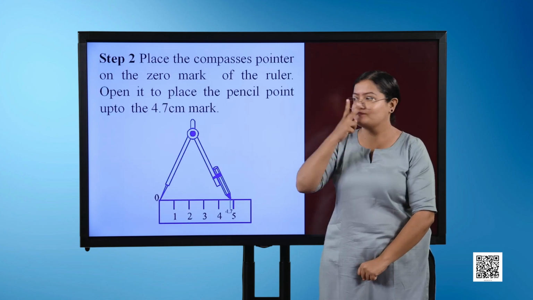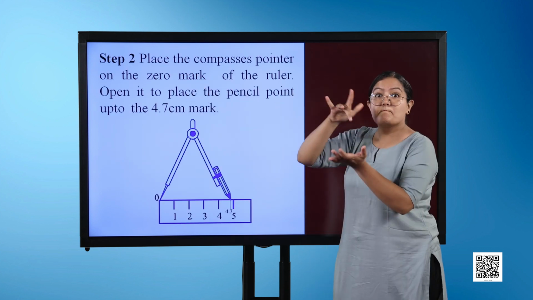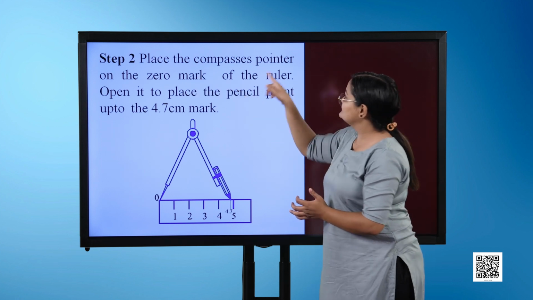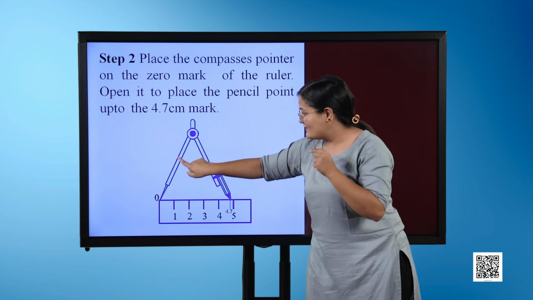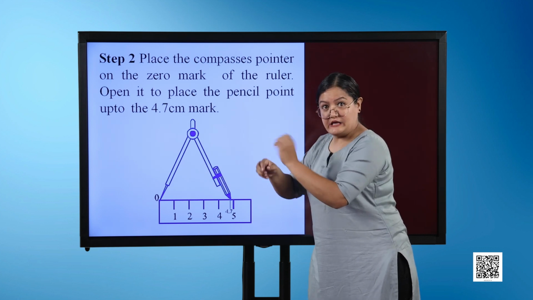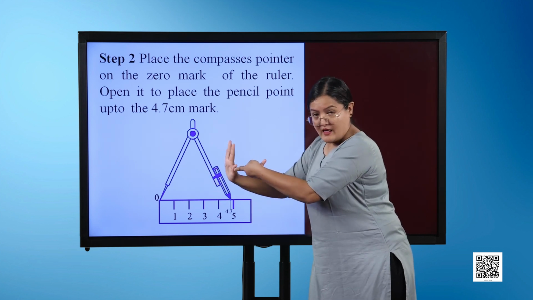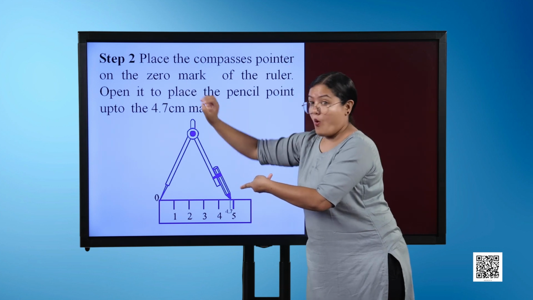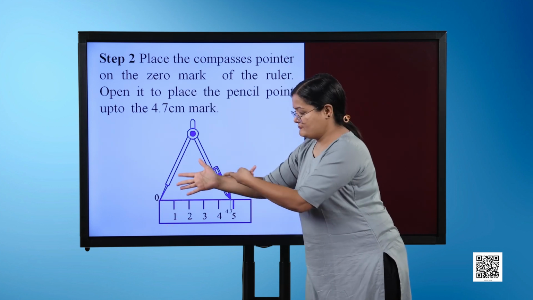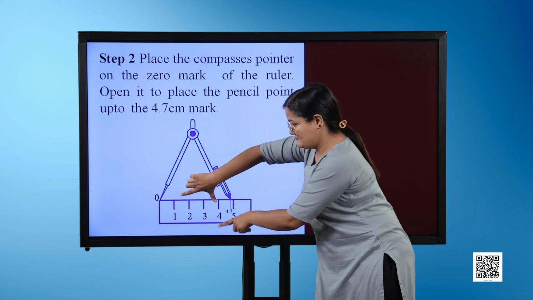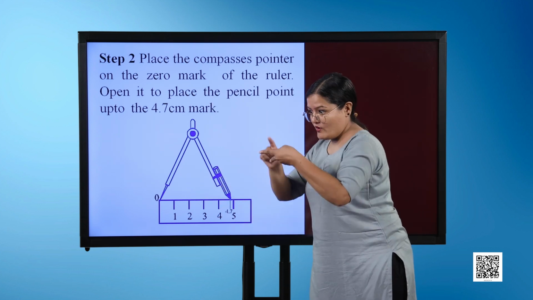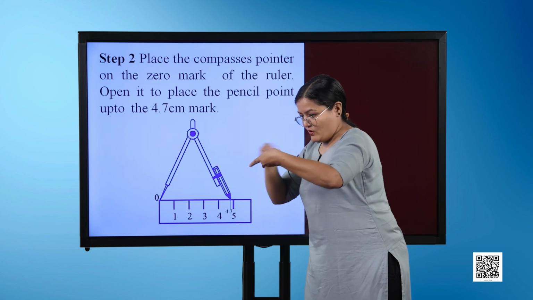Step 2. Place the compass's pointer on the 0 mark of the ruler. Open it to place the pencil point up to the 4.7 centimeters mark. A picture shows how this is done.